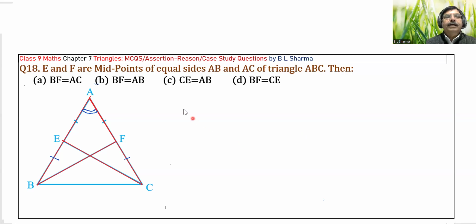E and F are midpoints of equal sides, meaning the two sides AB and AC are equal. E is the midpoint of AB, F is the midpoint of AC. Then which of the following is the correct option? So what do we do?